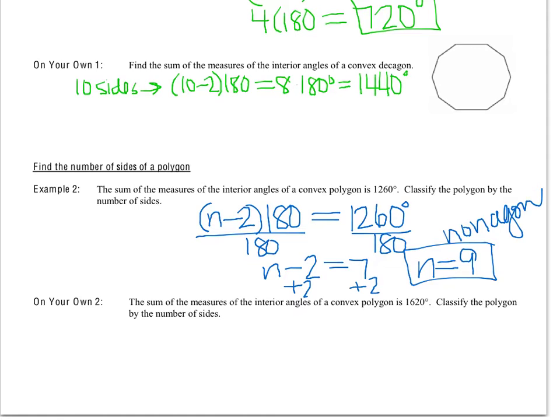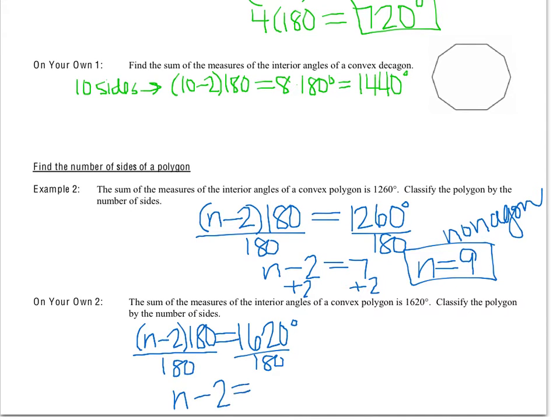Number 2 here, the sum of the measures of the interior angles of a polygon is 1,620. Classify the polygon by the number of sides. So again, let's just use our formula. The number of sides minus 2 times 180 equals the total degrees, which is 1,620 degrees. We're going to solve for n, so we'll divide both sides by 180 degrees. So we have n minus 2 equals 9. We add 2 to both sides to get that n alone. We'll find that n equals 11. So it's an 11-gon.